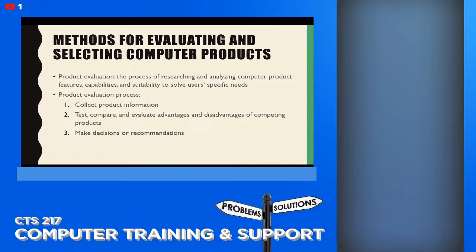This kind of testing and comparison and evaluation of advantages and disadvantages of competing products. So you're taking this testing data, you're comparing it against what the company said they could do. And I think another big thing to point out here is that we have on our slide here competing products. We don't want to just look at one solution.